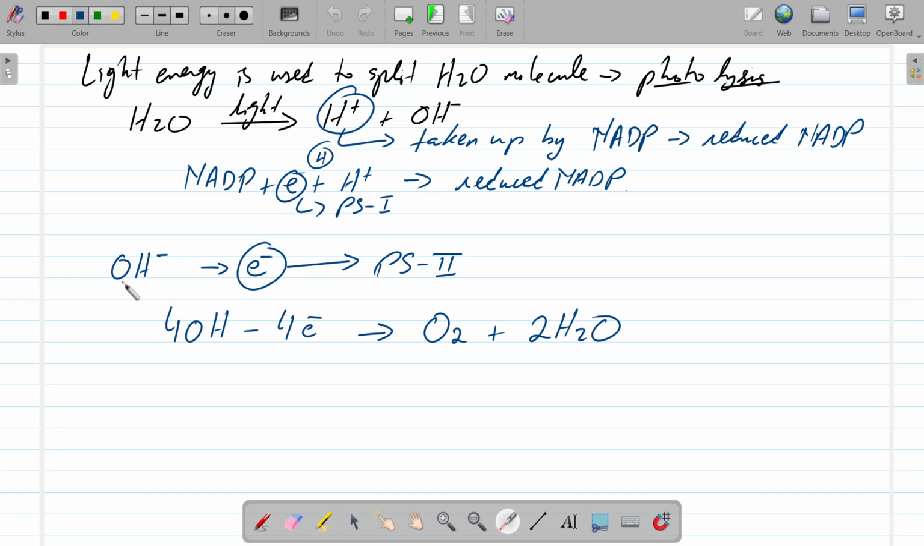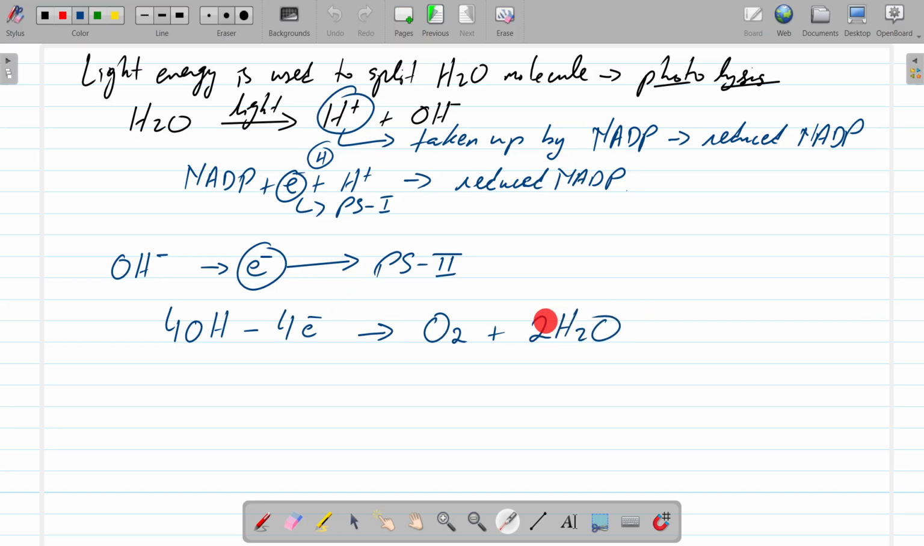The OH molecules are combined through a chemical process. So to write out a balanced equation, four of the OH ions each lose an electron, so 4 electrons are lost. And then they are combined to form a molecule of oxygen and water. So this is the oxygen that we generally say is produced during photosynthesis. This is where that oxygen is coming from. It's actually coming from the splitting of water.